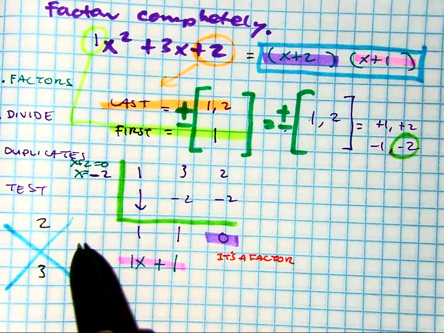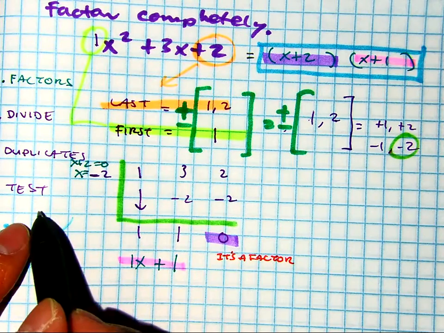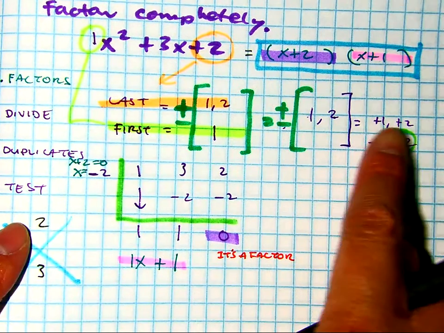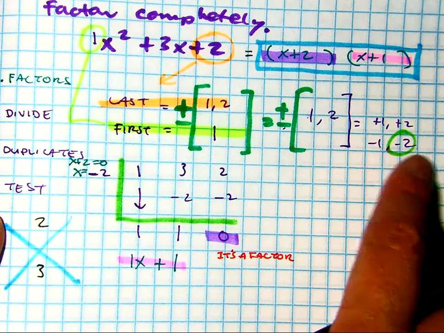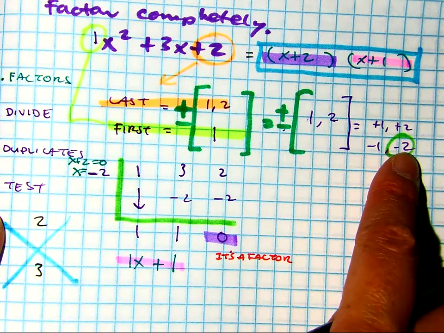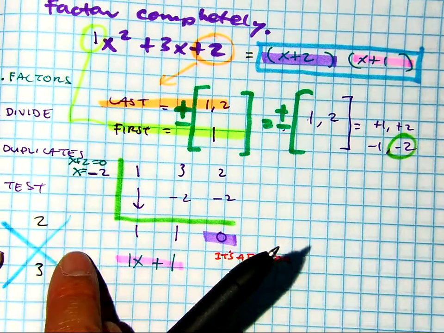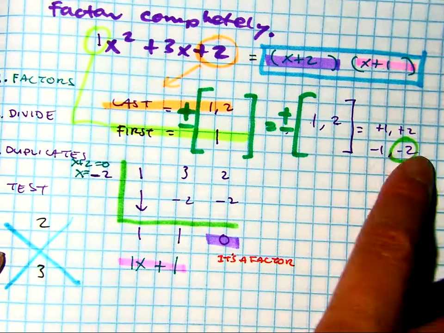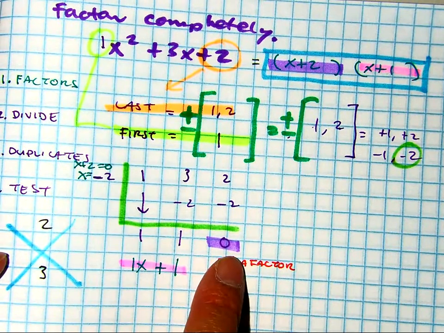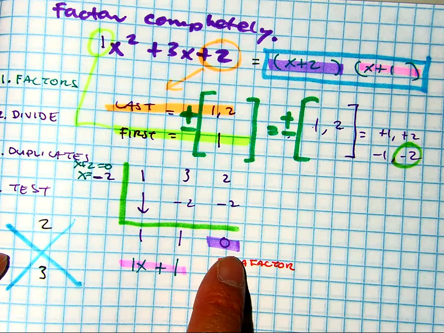Positive 1 times positive 2. Negative 1 times negative 2. Do you see that? Class, would negative 1 and negative 2 work? No. These also would show that its factor is not equal to 0 based off synthetic division. Okay? So basically we're using rational roots theorem to factor more difficult polynomials.